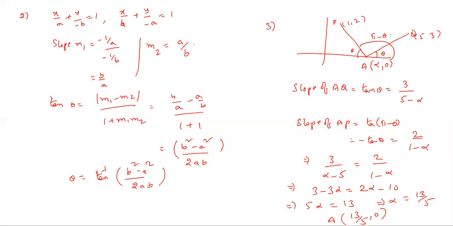Fourth one is a pair of straight lines. Next, fifth one.